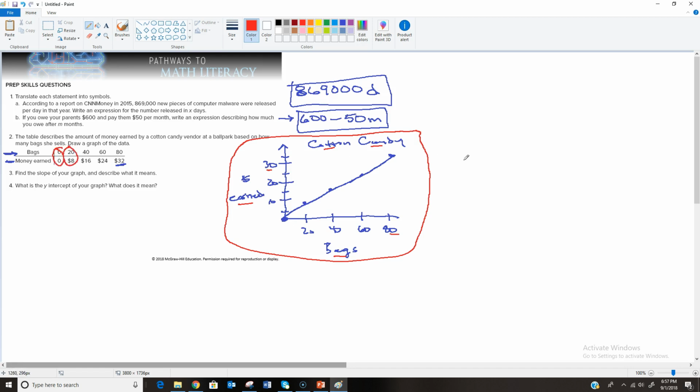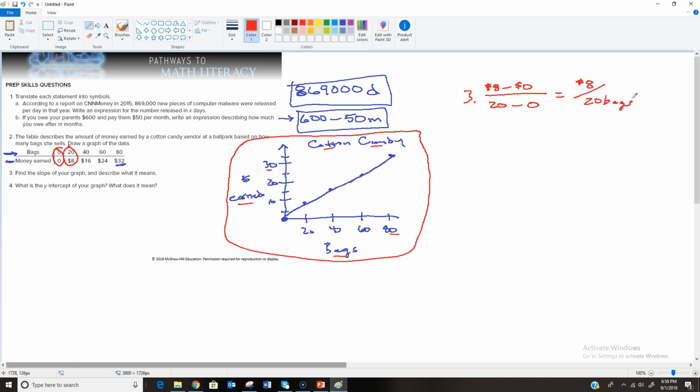We could use the first point and the second point. I'll use a couple different points so you can see that it doesn't matter which points you pick. We know that it ended at $8 and started at $0, and that's when we ended at 20 bags and started at 0 bags. Remember, the output value, the y, goes on top. It's how much we rise, how much we go up and down, which is the money in this case, for how much we run, which is the number of bags. So we gain $8 per 20 bags.